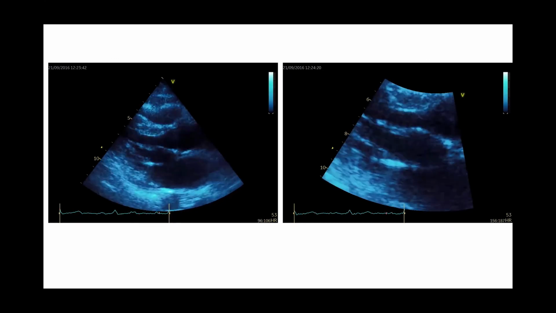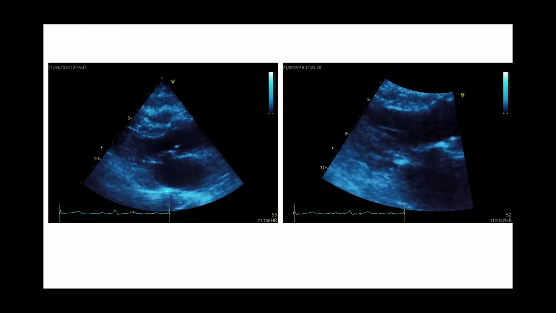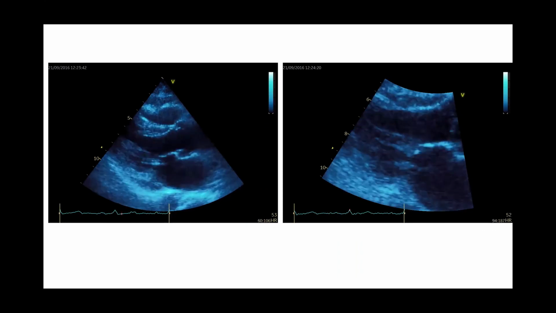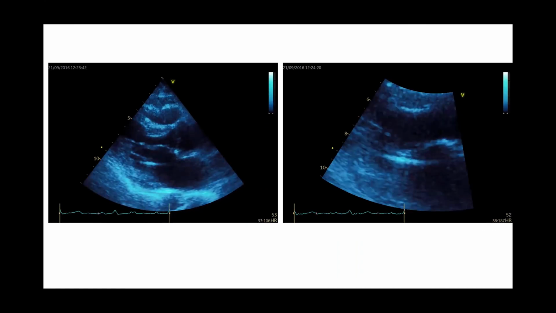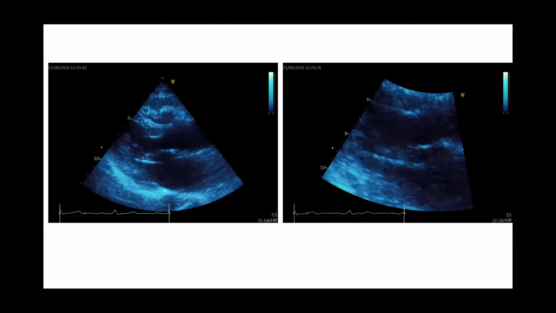Looks to be some reduced movement of that, both cusps more to the posterior, I'd say, of that mitral valve. The remainder of her cardiac function at this slow heart rate looks reasonable.